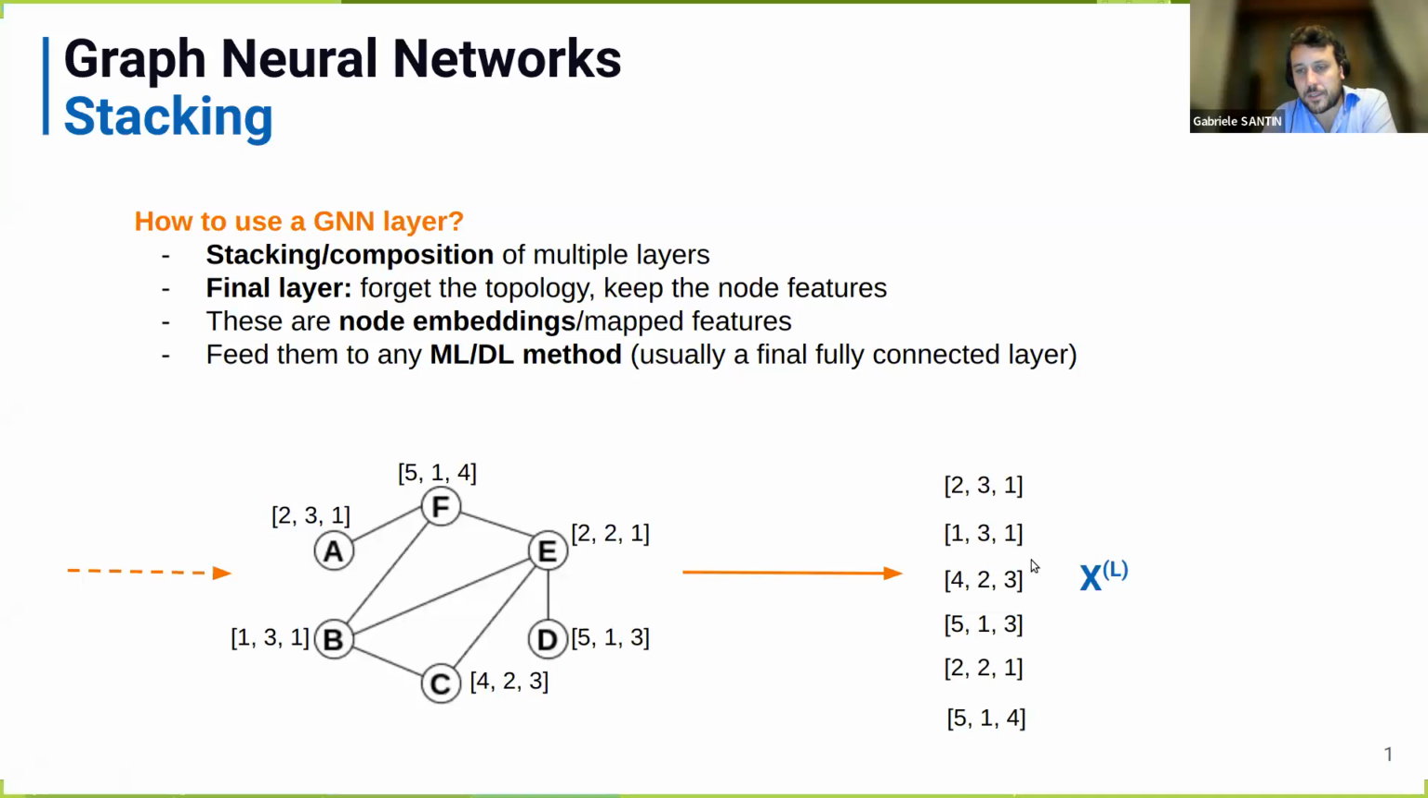And in any case, after application of multiple layers like this, we will have this vectorial representation that we call X of L. So L is the number of layers. And this will just work as our node embeddings or learned features, okay? So this final vector is just the embedding that we learn for the graph. So we can forget about the initial graph and just work with this vectorial representation of the graph, okay? And then this can be sent as input to any machine learning or deep learning method. So usually this is the input of a final fully connected layer, just a deep learning model that takes some vectorial data set as input, okay?